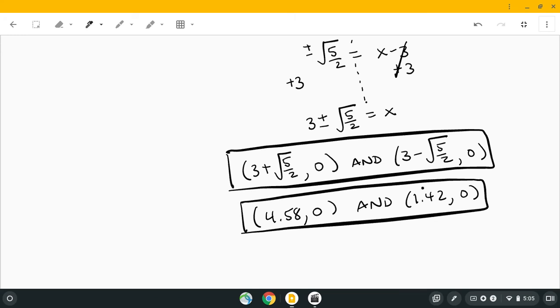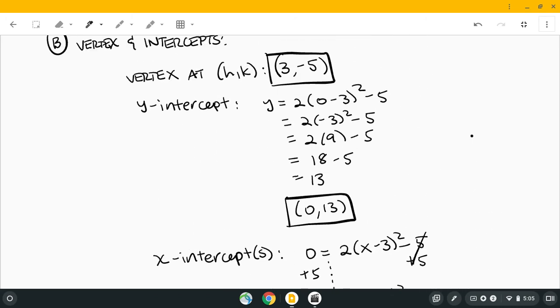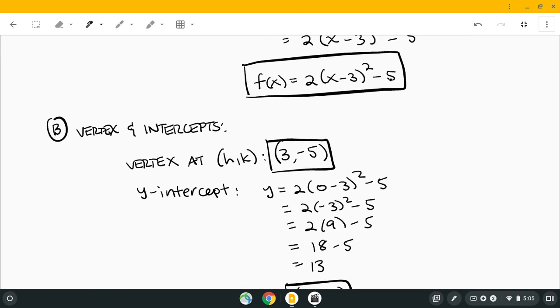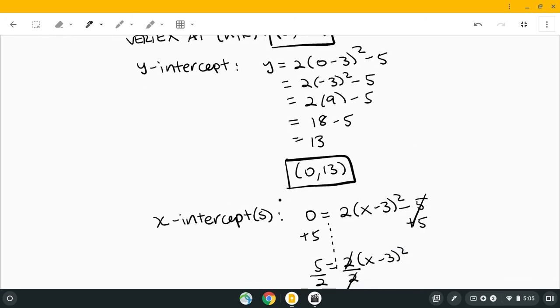Okay. So, not sure which way WebAssign will take it. Just read the directions. They usually say, oh, leave your answers in square roots or round your answers to two decimals. They'll say something like that. Okay. All right. So we found the vertex. It's at (h, k). That's h. That's k. We found the y-intercept. We let x be 0, and we work that out. We found the x-intercepts. We let y be 0, and we solve for x.